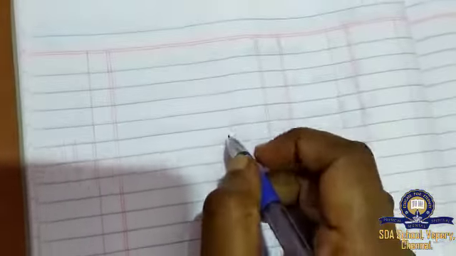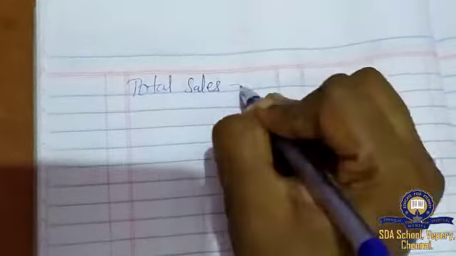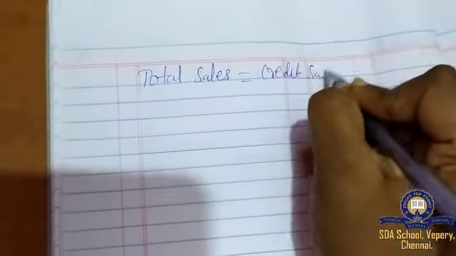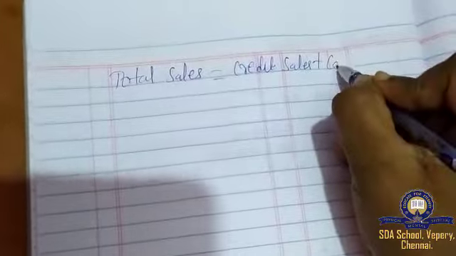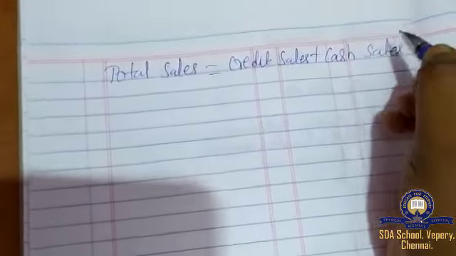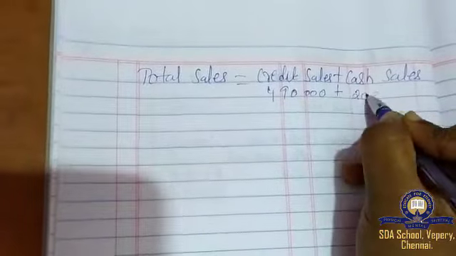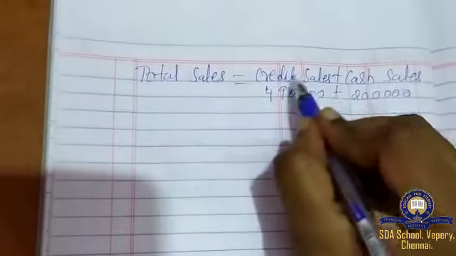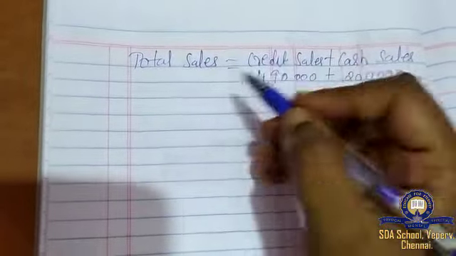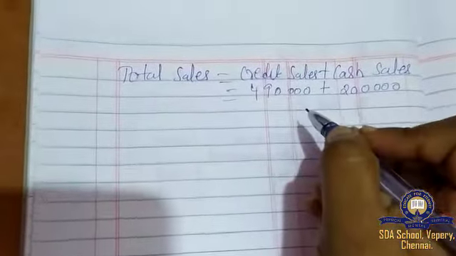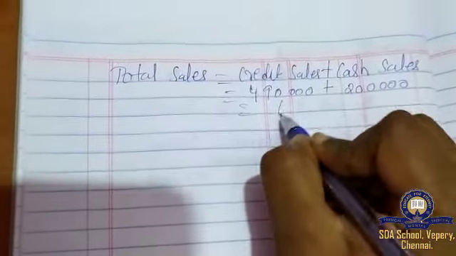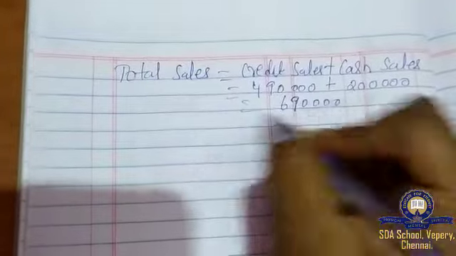Now we are going to find out the total sales. What is the total sales? The formula is total sales equals credit sales plus cash sales. Credit sales we found in the total debtors account is 4,90,000, plus cash sales. What is the cash sales amount? They have given 2 lakh in the question. Either you can write cash sales plus credit sales or credit sales plus cash sales equals total sales. If you add both you will get 6,90,000. So this is the total sales.